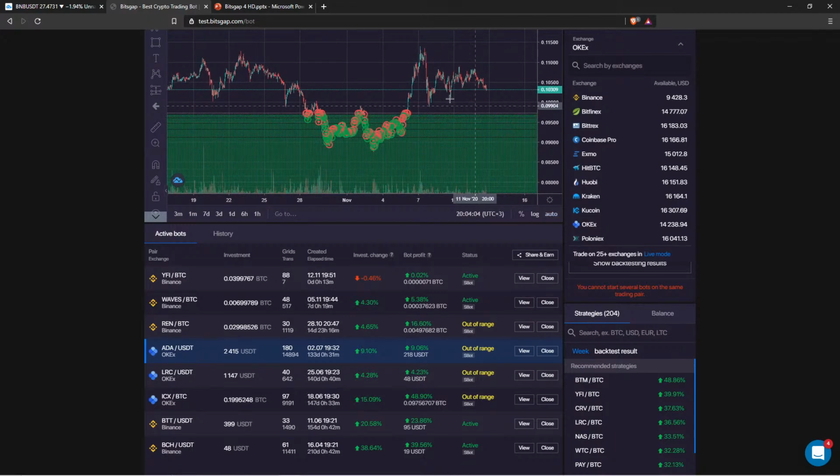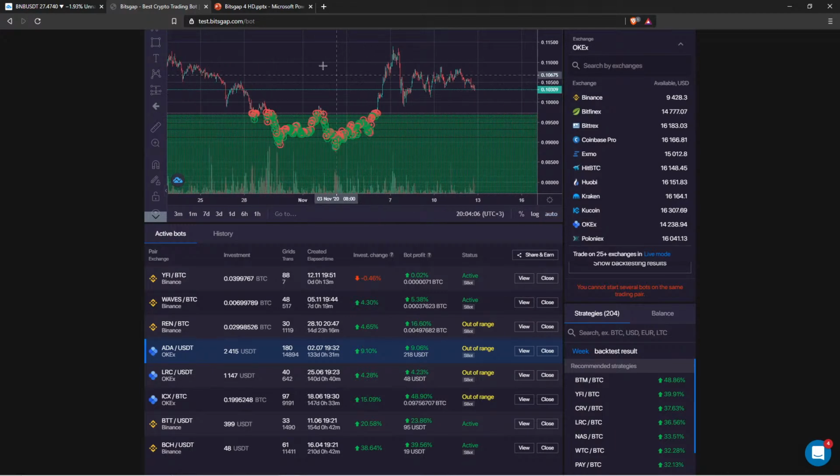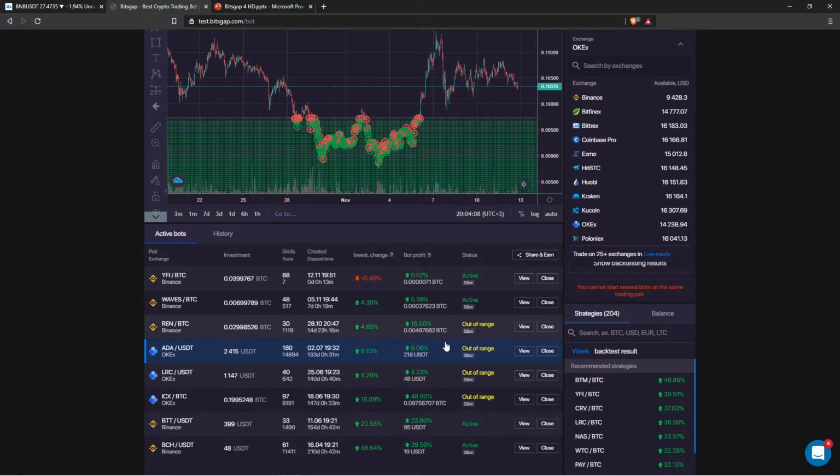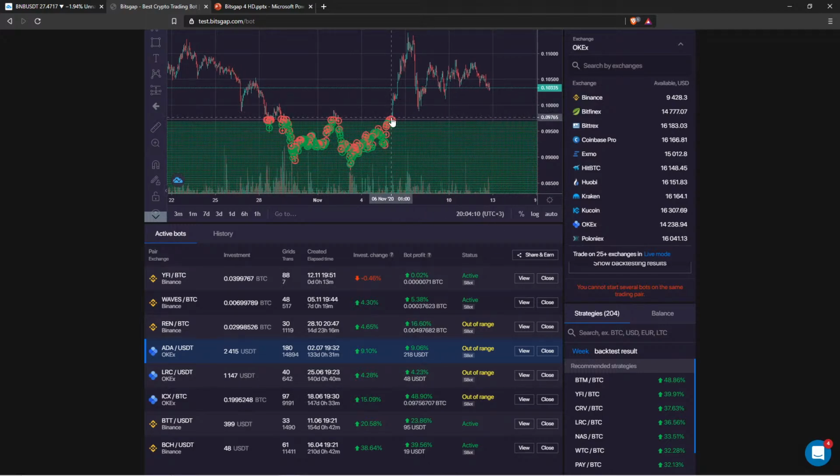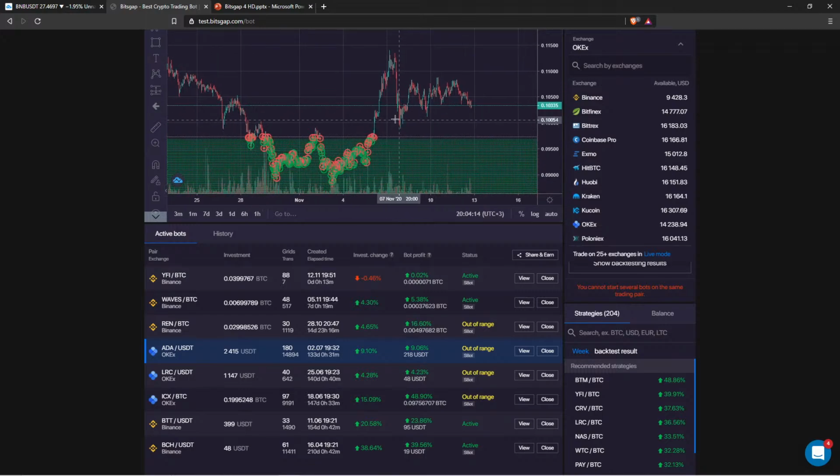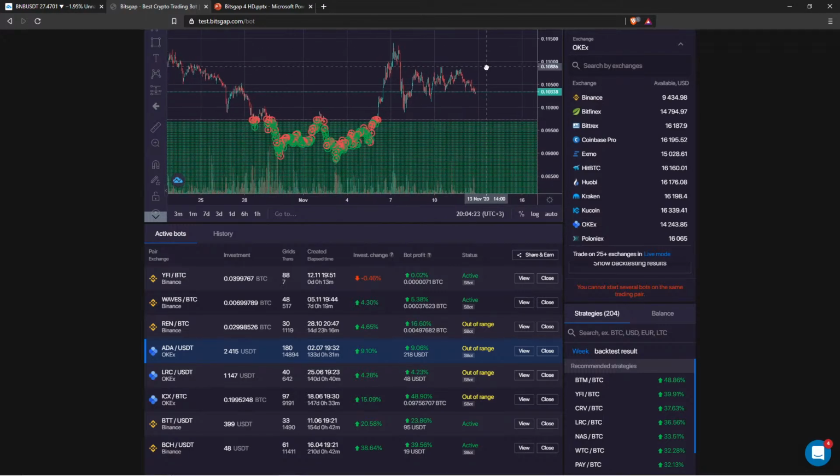So you see, because I don't have my trailing up on, as the price breached the upper limit price and is now trading way higher, my bot is unable to trade on my behalf.